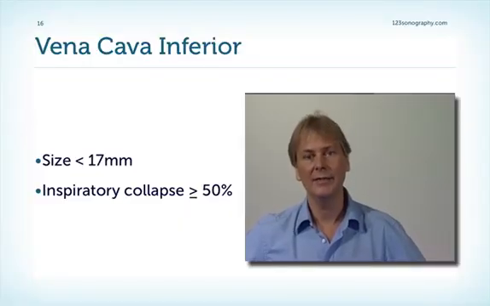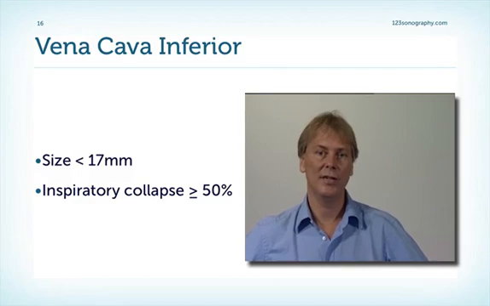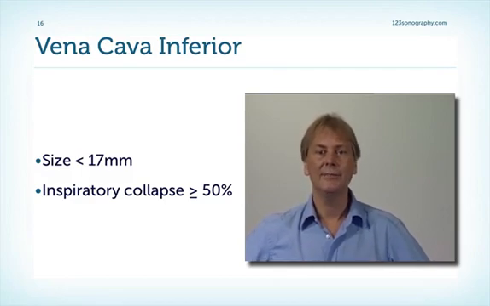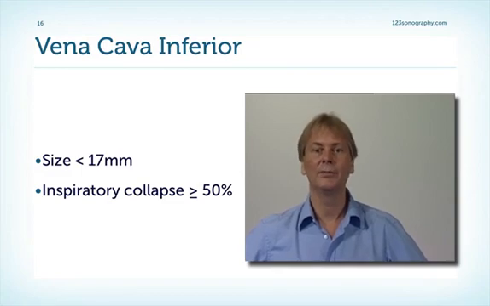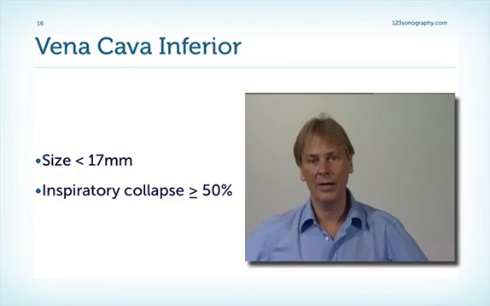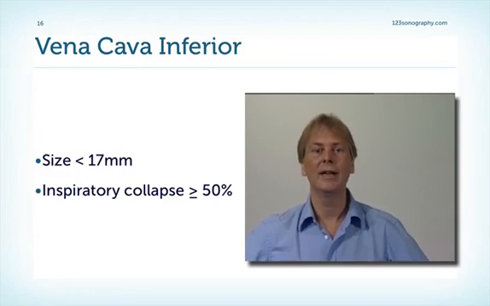The normal size of the vena cava inferior is below 70 millimeters. If you let these patients inhale or sniff, you will have a reduction which should be at least 50%. In many patients, you will get a complete collapse of the vena cava inferior, and you might not even be able to visualize the lumen.